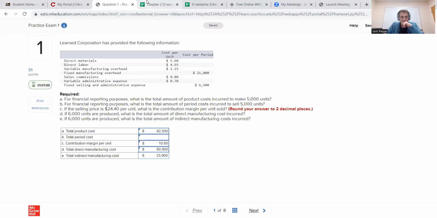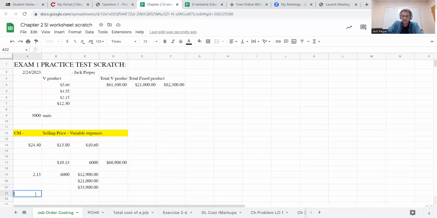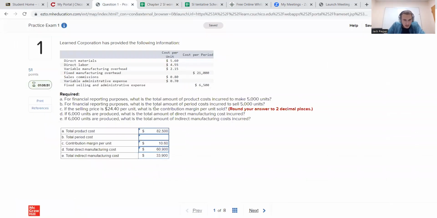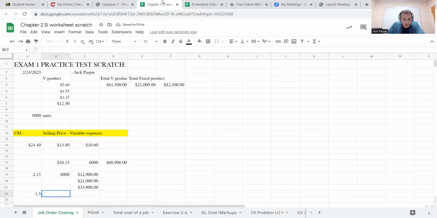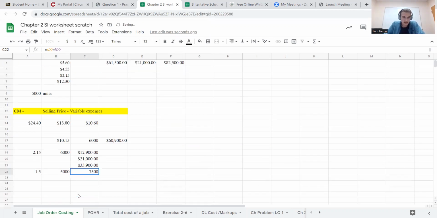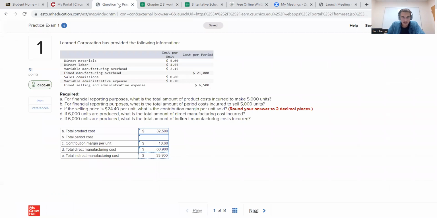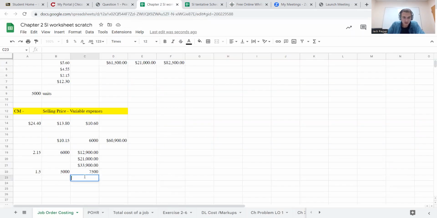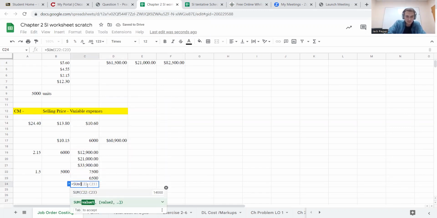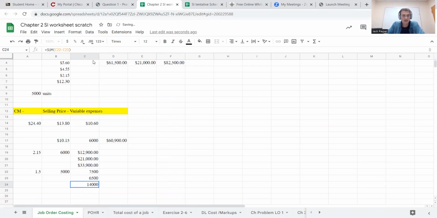All right, total period cost, $1.50 times the 5,000 units, because that was before, equals 7,500, plus the period cost of 6,500. That's going to be, yep, just those two, 14,000. Cool.